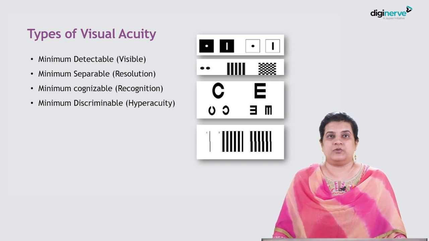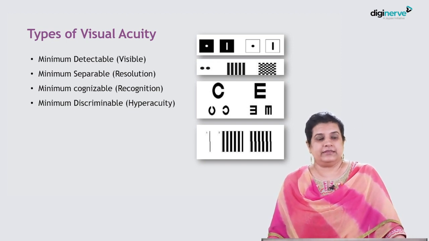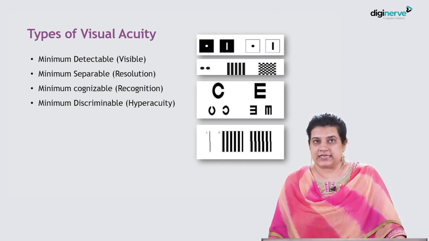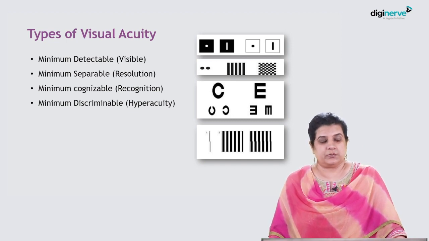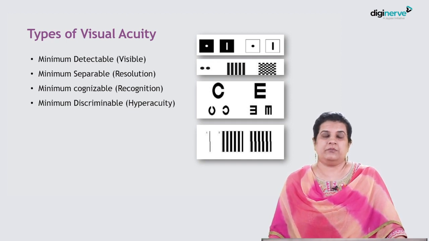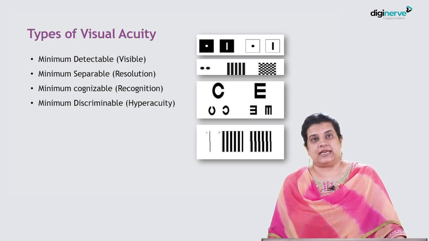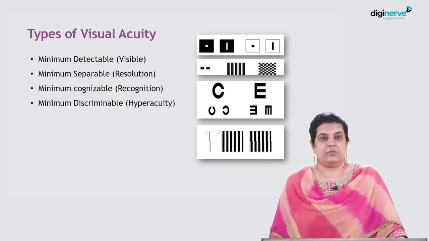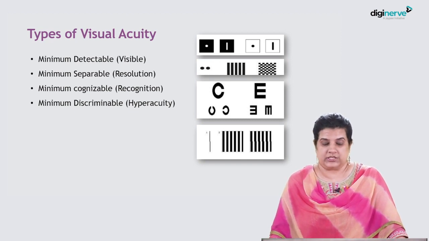That means that the objects have to be minimally detectable. That means the objects have to be visible. There has to be a minimum separable distance between them. That is the resolution. They have to be minimally cognizable. That means they have to be recognizable. And there has to be a minimum discriminable distance. And that is called hyperacuity.